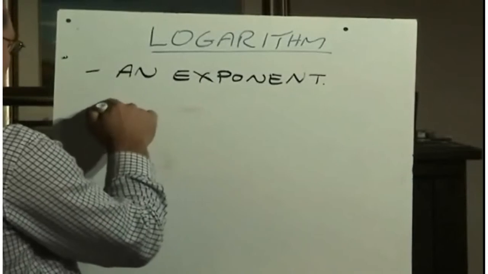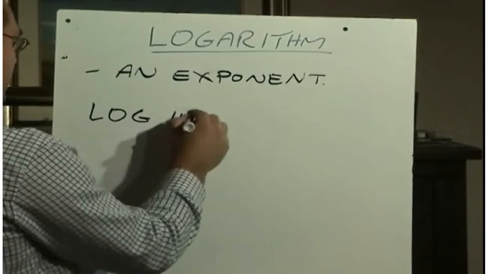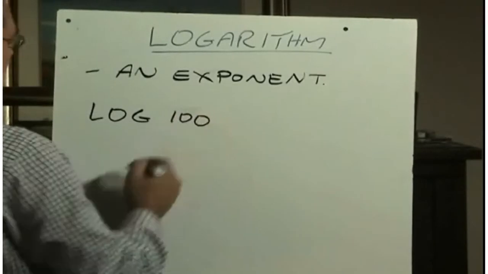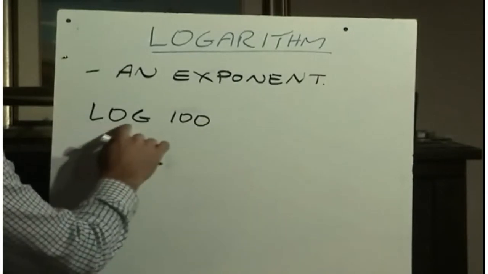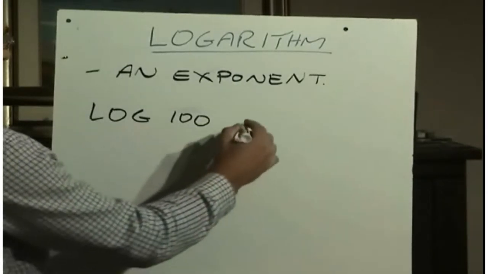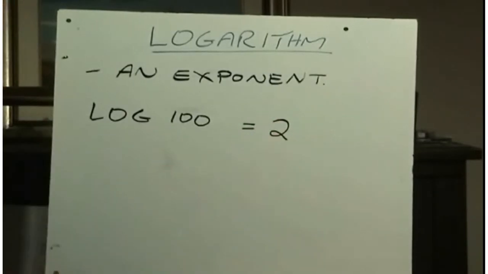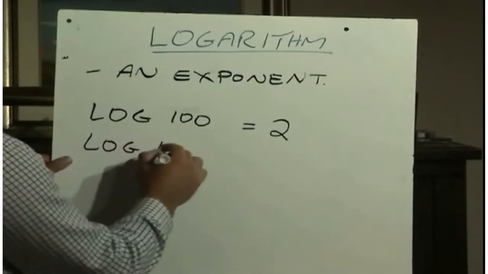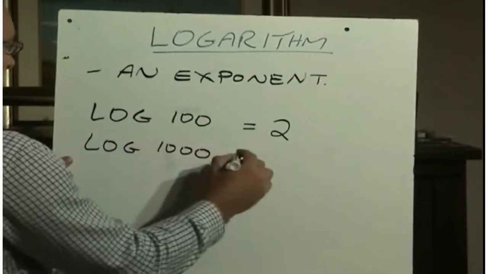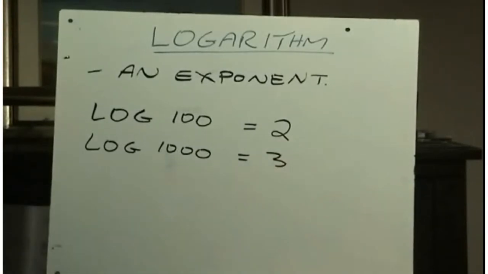Let me show you a couple of examples here. On your calculator, you're going to see that there's a button, log. You should find it on there. And then if you enter in on your calculator log of 100, you should see that that answer is 2. And if you entered log 1000, you should see that the answer is 3.